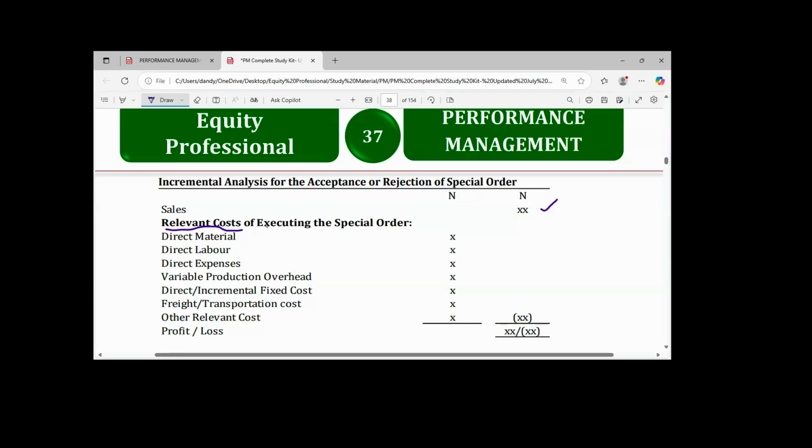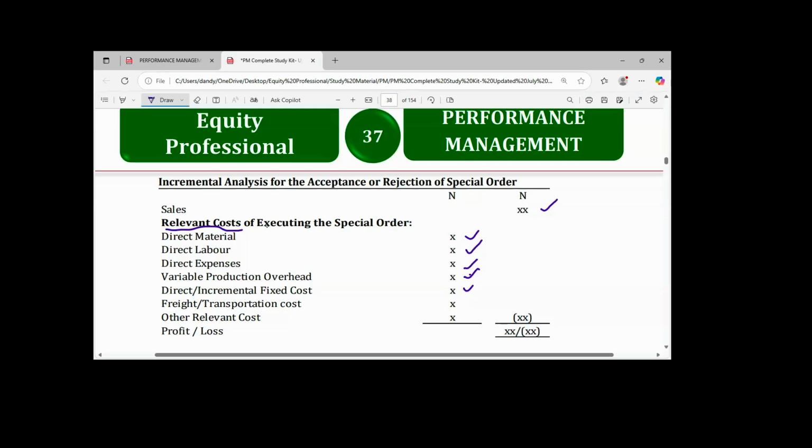Like I said, only if you are given the sales value or selling price do you use this format. Other than that, you just follow the normal procedure for calculating the relevant cost. So after the sales, you consider the relevant cost. Under the relevant cost, you have direct material, direct labor, and direct expenses. You may be given variable production overhead. There could be incremental fixed costs. You may be given direct, attributable, or specific fixed costs. So you put it there.